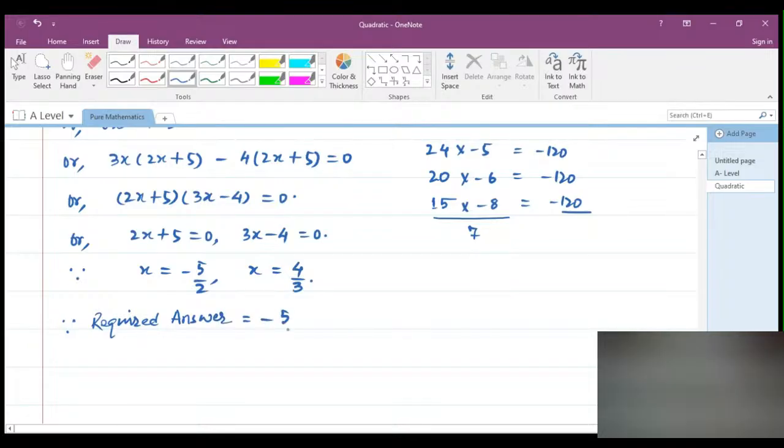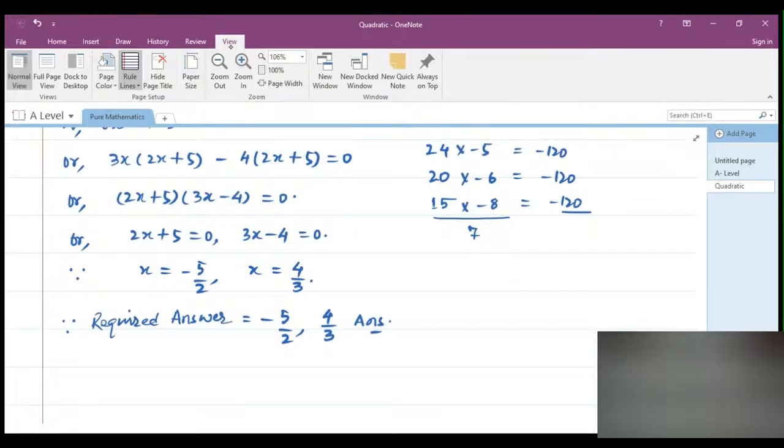Minus 5 by 2 and 4 by 3. Hope there is no problem to understand the solution of this question. Let's see once again.